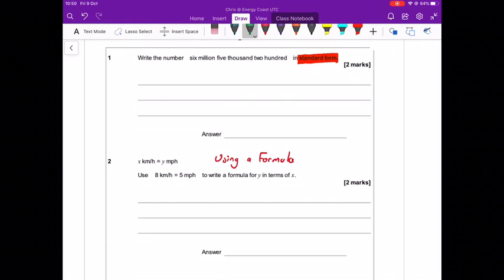Write the number 6,005,200. For some reason, they've given you a bit of a strange number, okay, but we're going to start by writing that out in proper numbers. So 6 million, no 500,000, 5,000, okay? So 6,005,200. That's what we mean by that number.